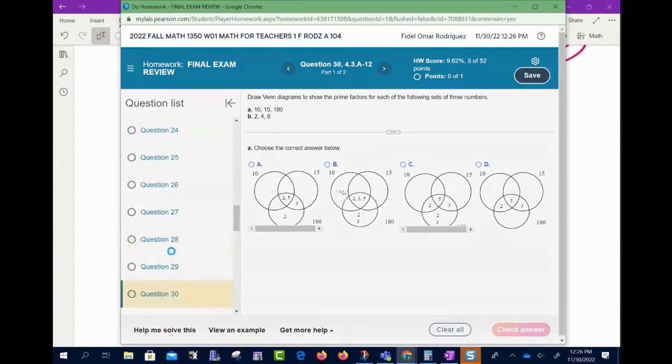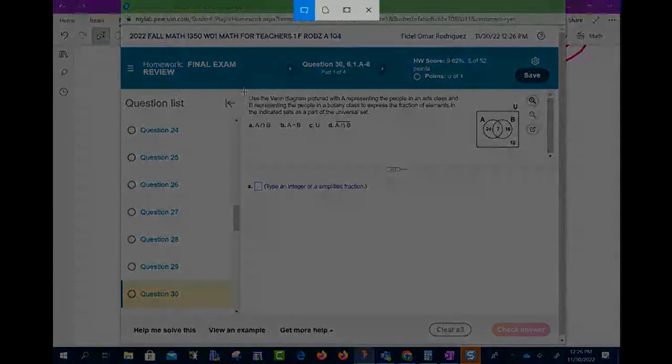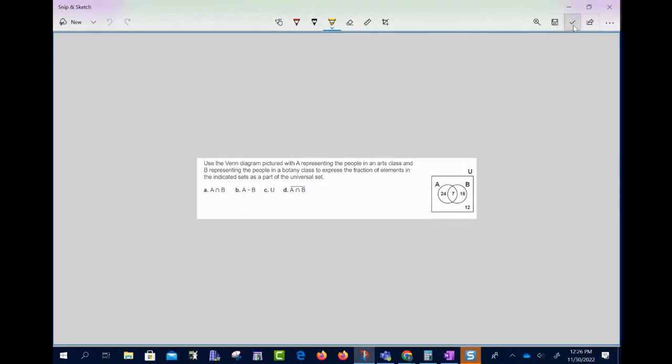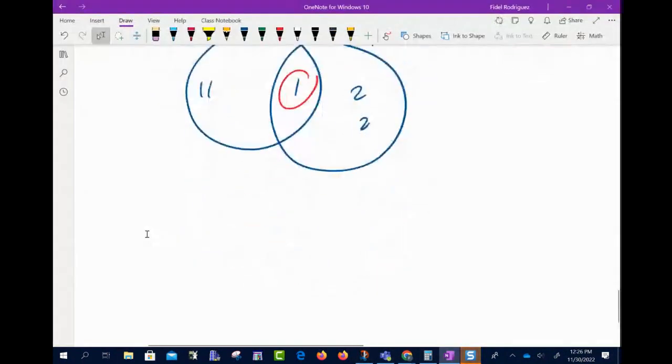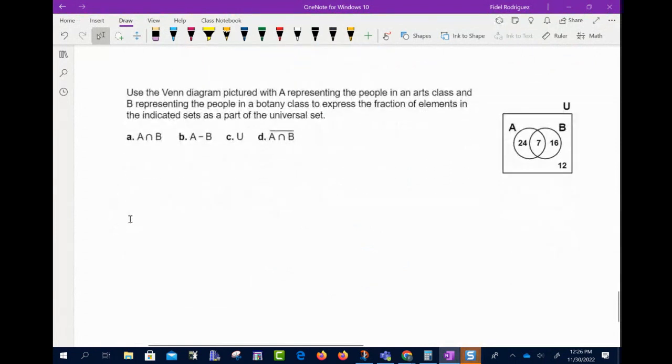Number 30. Let's take a look at number 30. Okay, yeah, let's take a look at this one here. So let me go ahead and copy what we got, so I can take a look-see here. Okay, and let me drop this down over here. Again, this is number 30. So it says, use the Venn diagram pictured with A representing the number of people in an arts class, B representing the number of people in a botany class to express the fraction of elements in the indicated sets as part of the universal sets.